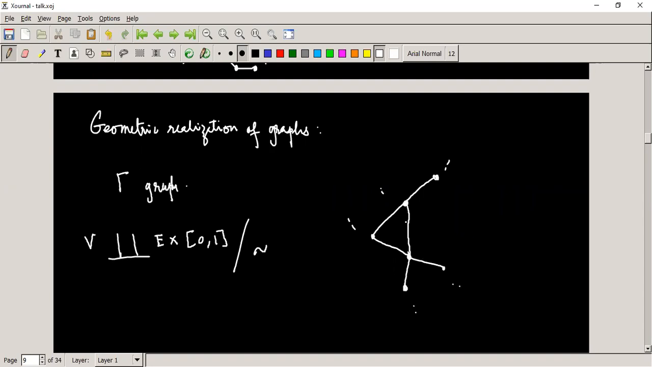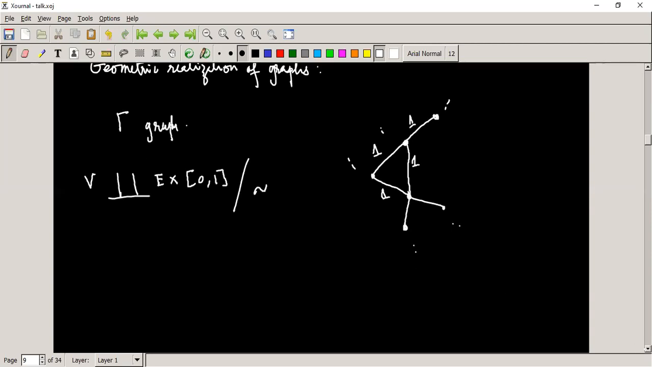You can equip this with a metric so that this becomes a metric space where each of these edges has length one. So that's the geometric realization, and the metric is sometimes called the graph metric. Note crucially that the edges are present; they are not just a collection of vertices.